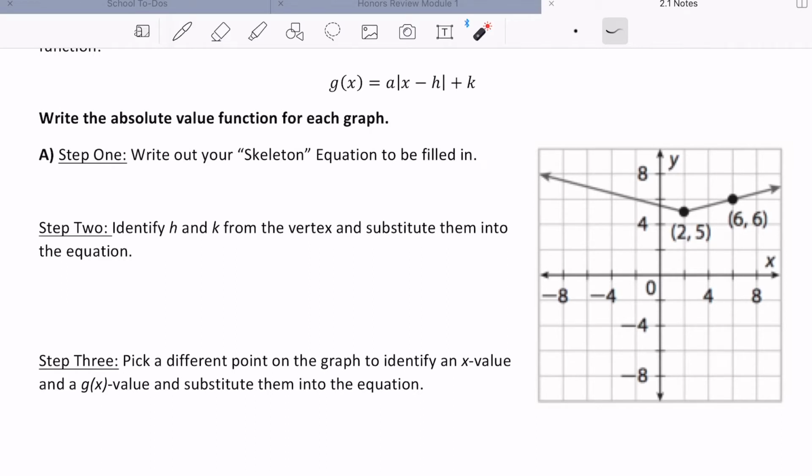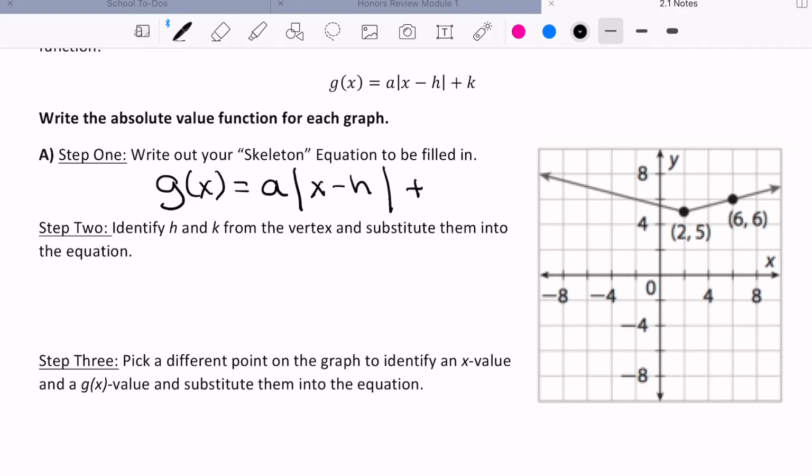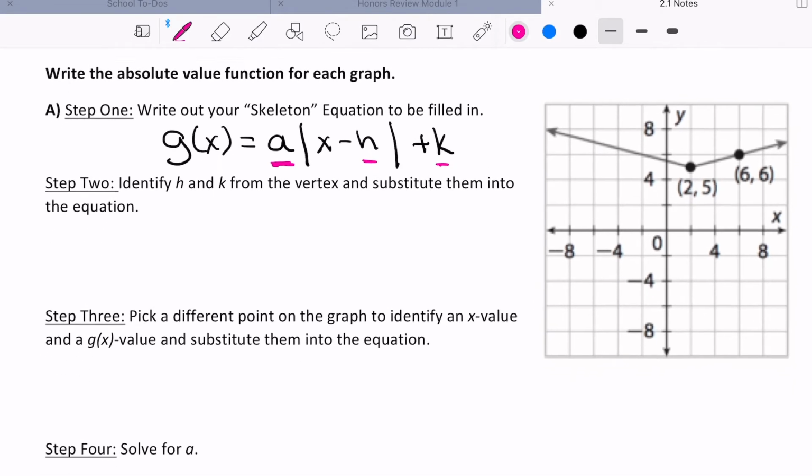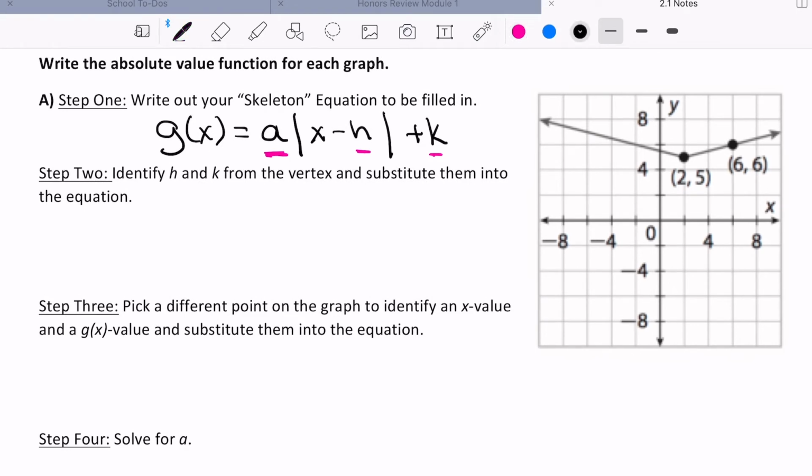So step one is to write out your skeleton equation, which we will then go in and fill out. So the general skeleton equation is our g of x function. G of x equals a times the absolute value of x minus h plus k. In the end, we will end up substituting an a, h, and k value that will be a representation of the given graph. Step two is to identify h and k from the vertex and substitute them into the equation.